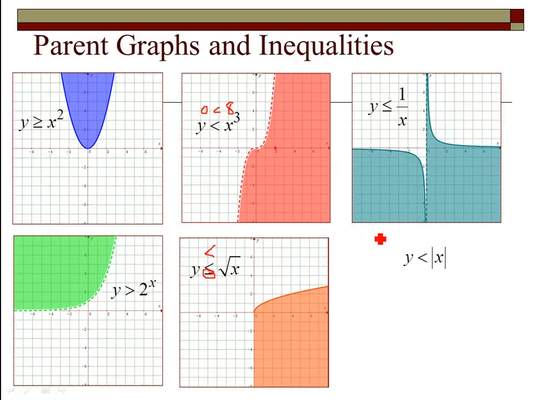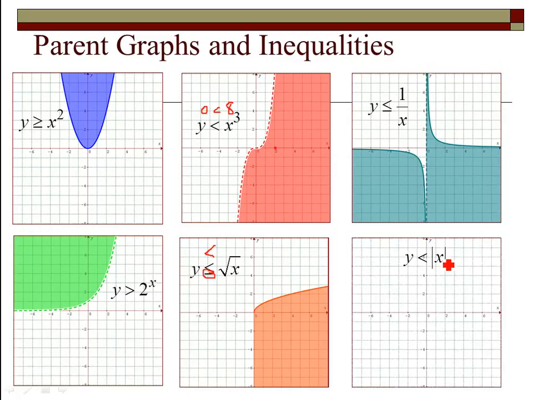Okay, another example. y is less than the absolute value of x. Let's see about first sketching the absolute value. Now it doesn't have equals, so I'm going to make the absolute value with a dash. So that's that V shape. Now my shading, less than, is below it. So it should be all down in this area here.